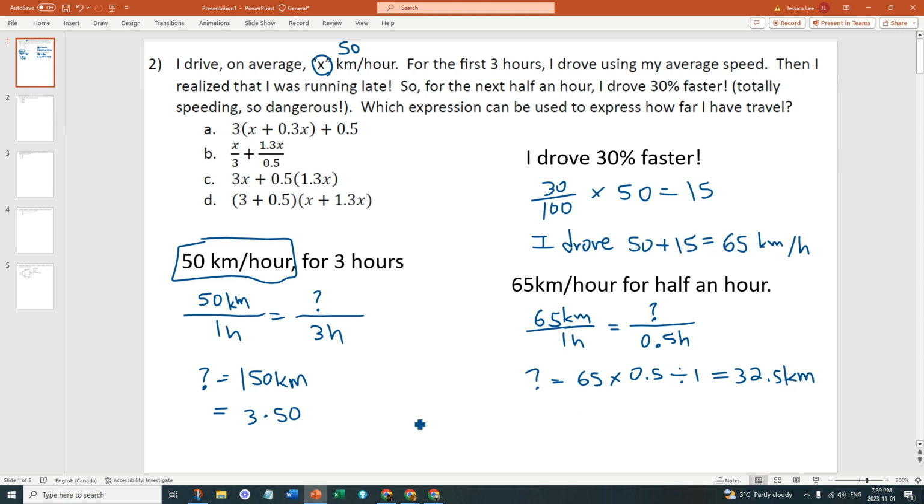So in total, I drove 150 kilometers for the first 3 hours and then 32.5 kilometers for the next half an hour. So in total, it's 150 plus 32.5, and that will give me 182.5. So that is my answer.